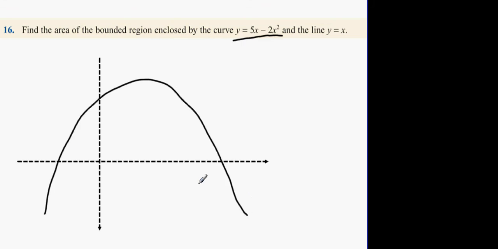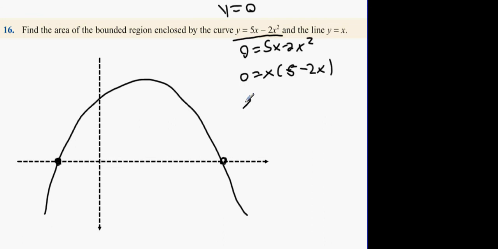I'm just drawing it randomly. For all I know, it could be all the way to the left or all the way to the right. Okay, so what I'm going to do is find out where it cuts the x-axis. On the x-axis, y equals 0. So 0 equals 5x minus 2x squared, and then that's 0 equals x times (5 minus 2x). Solve that. x equals 0, or 5 minus 2x equals 0. 2x equals 5, x equals 5 over 2.